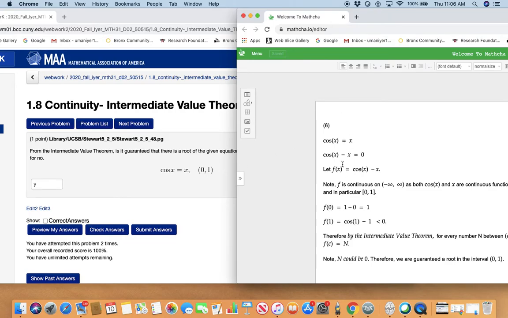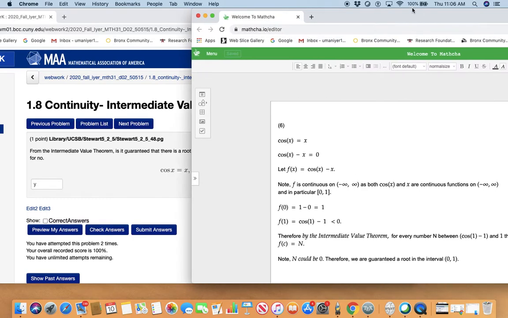We'll get the x to one side. That means cosine x minus x is 0. Let f(x) be the function cosine x minus x. Note, f is continuous because cosine is continuous and x is continuous on the entire real number line. So the difference is a continuous function. In particular, because it is continuous on the entire number line, it is continuous on the closed interval 0 to 1.